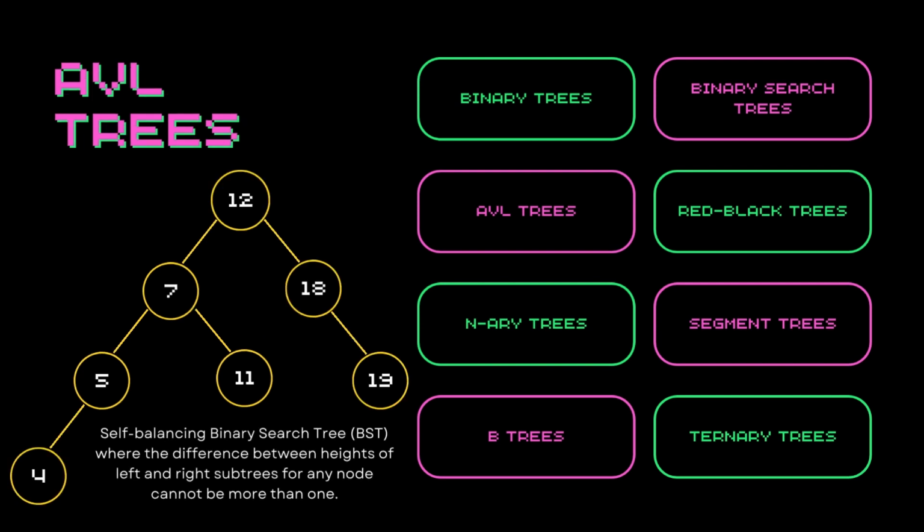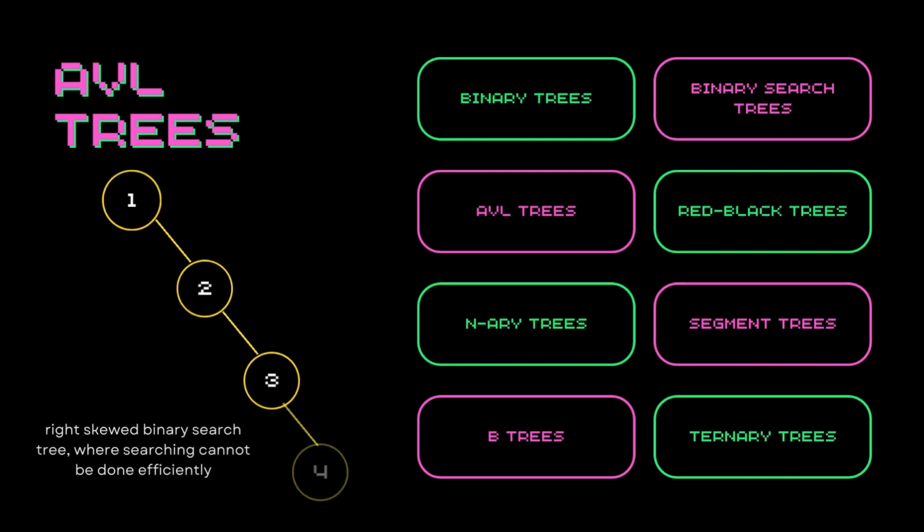AVL trees. So AVL trees are just binary search trees, but they are self-balancing. So the difference between the height of the left and the right subtree for any node cannot be more than 1. As you can see from the image, that is an AVL tree, but let's say the last node is 4, right? If you had one more left child or right child, then 5 and 11 would not be balanced, right?